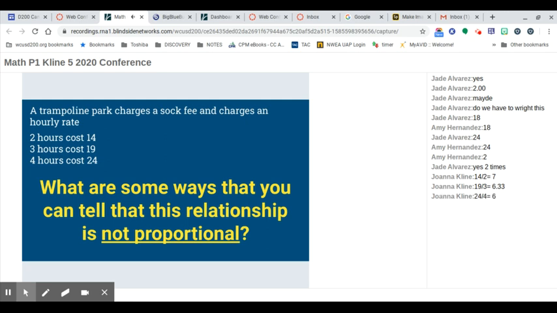So did we get the same number every time? Yeah, we don't get the same number each time, so then we know it's not proportional. Good job, Jade.